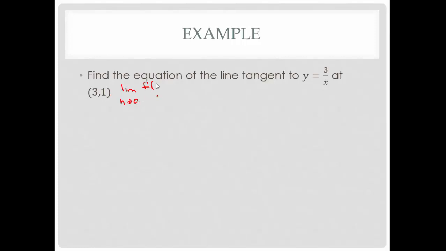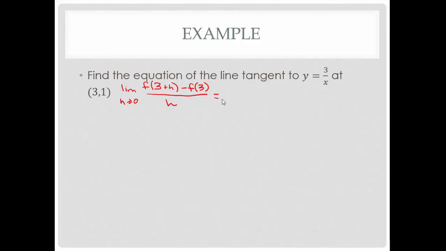a should be 3. So that's the limit as h approaches 0 of f of 3 plus h, minus f of a, so minus f of 3, all over h. This is the limit that we're going to look to calculate, that will give us the slope of the tangent line, which in turn will give us the equation of the tangent line to the curve y equals 3 over x at (3, 1).